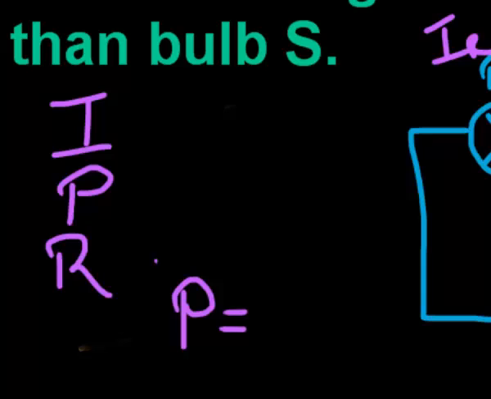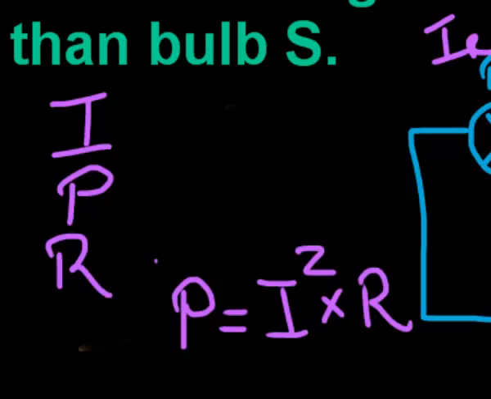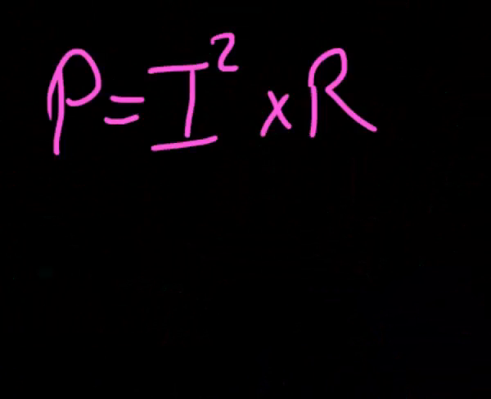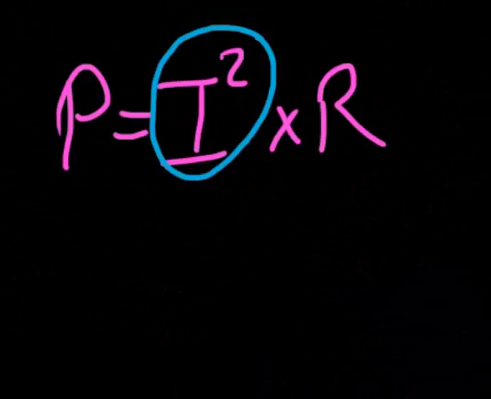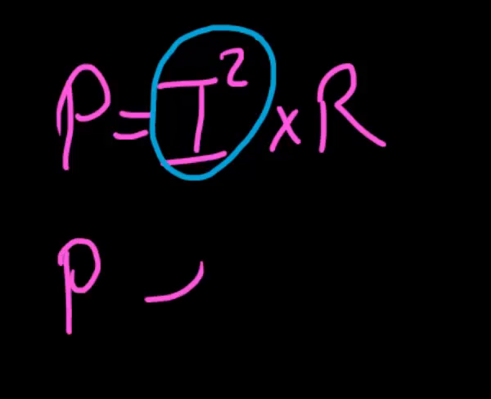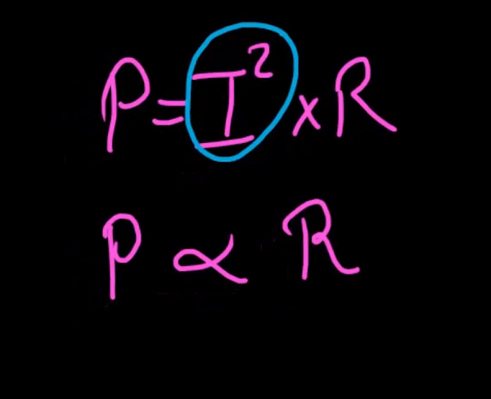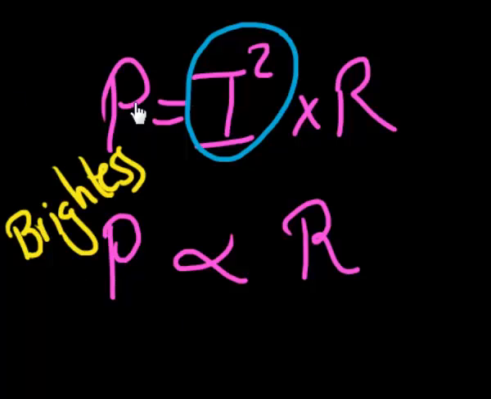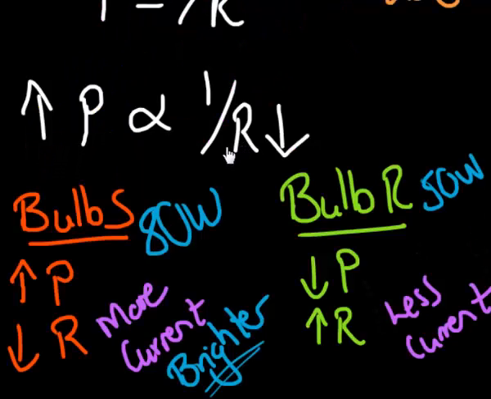Now, we do know from our previous formulas that power is equal to our current squared times the resistance. So because my current stays the same among my bulbs R and S, we get to the relationship of power being directly proportional to the resistance. That means to us the brightest bulb will be the one with the highest resistance. And we have already established which one of the bulbs had the higher resistance. Let's quickly take a look again.